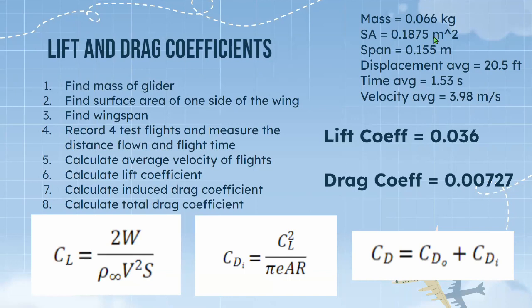So here are the measured items. I got 66 grams. This is the surface area of one side of the wingspan, the average displacement, which I found through some videos, the average time of flight, the velocity, and these are my calculations, which I used through these equations.